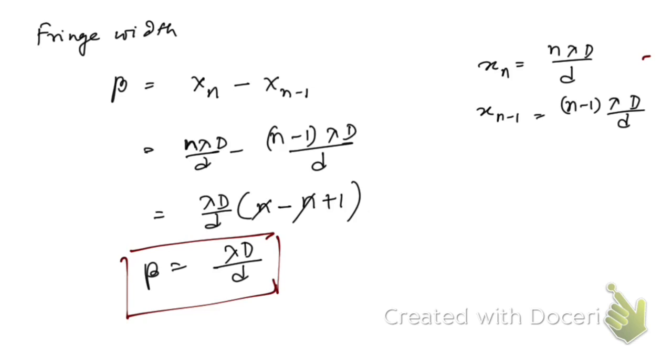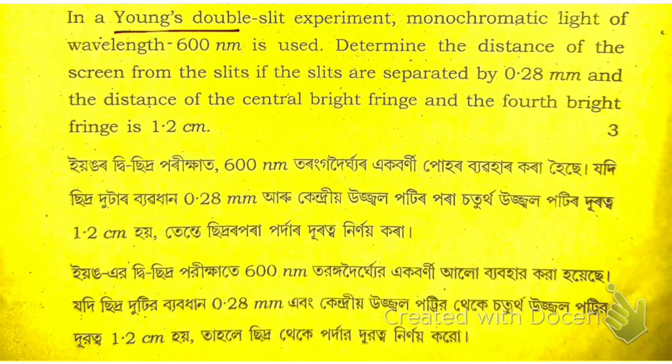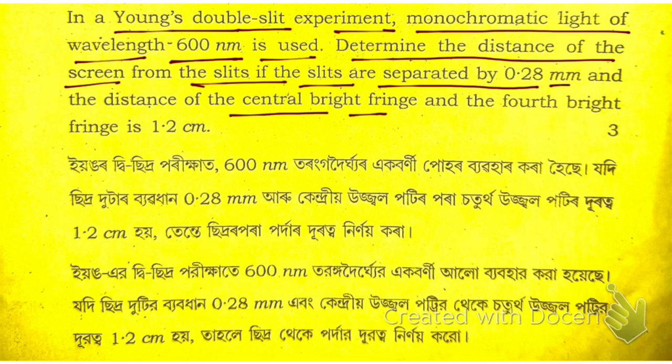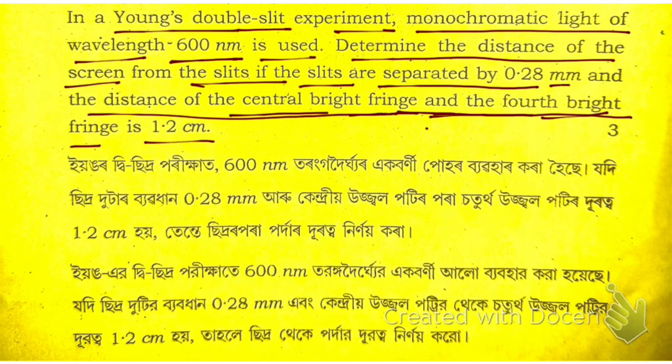So now let's solve a few numerical problems based on this topic. Here you see Young's double slit experiment. Monochromatic light of wavelength 600 nanometer is used. Determine the distance of the screen from the slit if the slits are separated by 0.28 mm, and the distance between the central bright fringe and the fourth bright fringe is 1.2 centimeter.